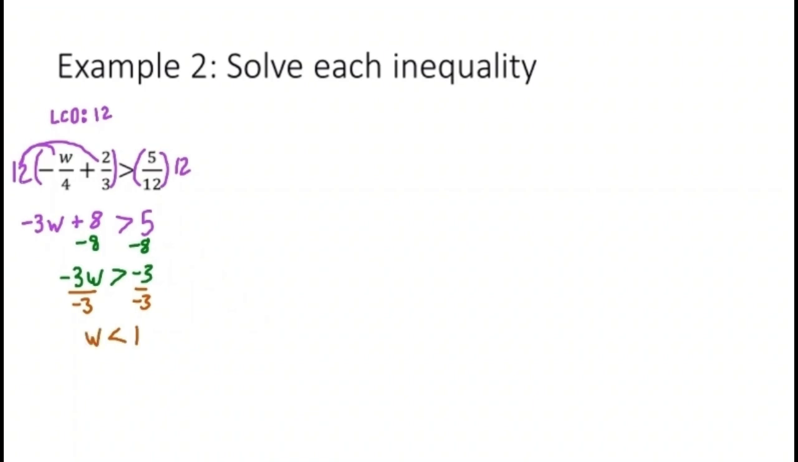So we get w is less than 1, and we can write our solution as the interval negative infinity to 1 with parentheses around both negative infinity and 1.